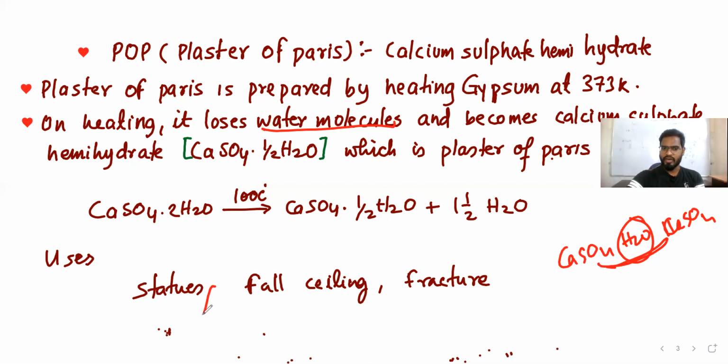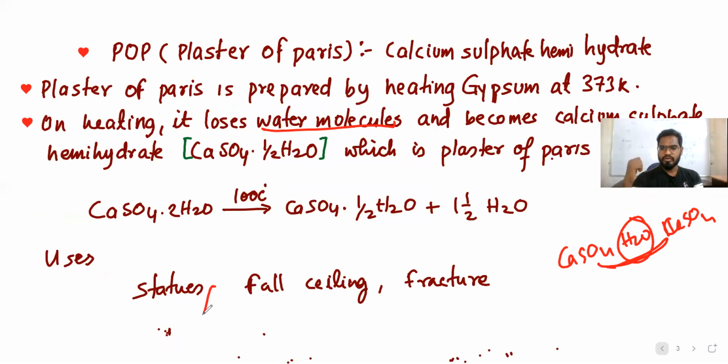The main property of POP is that if you mix a little water in it, it becomes hard. So we are using it for statues, false ceilings, and fractures. Okay, now as I told before, there is the water molecule 10H2O here, and here also half H2O. What is the use? Why?